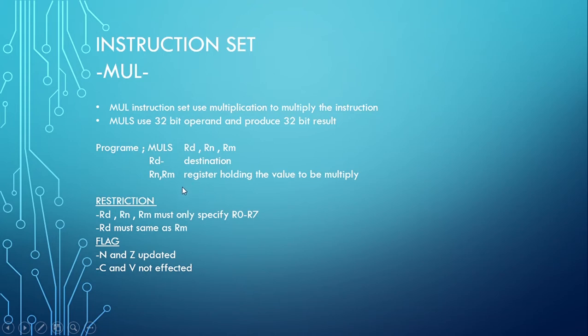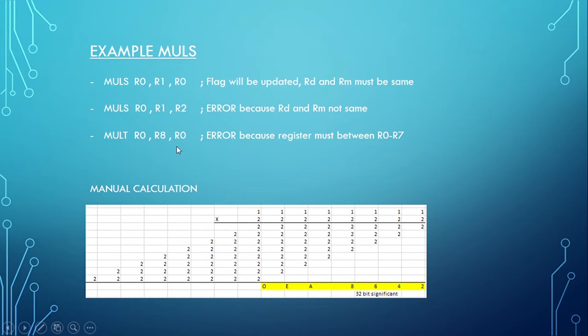In the multiplication instruction set, the restriction is that Rd, Rn, and Rm must only be specified between R0 and R7 only. The other restriction is that Rd must be the same as Rm. For multiplication, the flags will be updated on N and Z only, but the C and V flags are not affected.